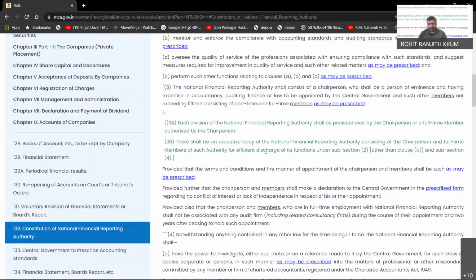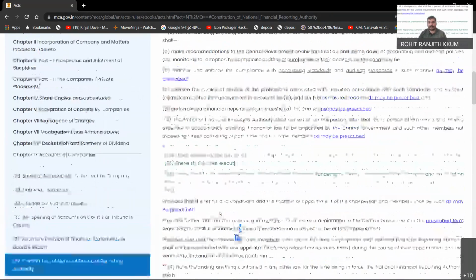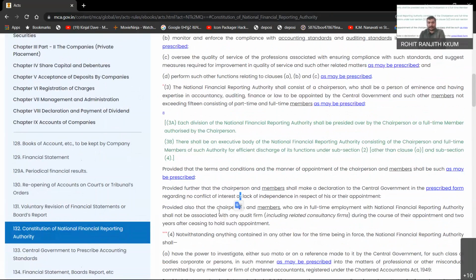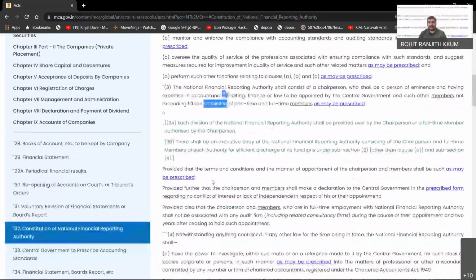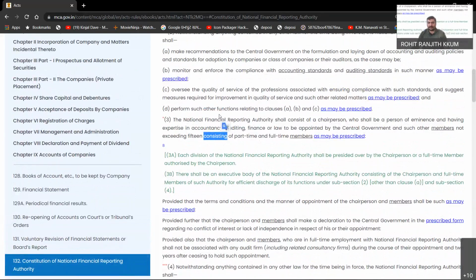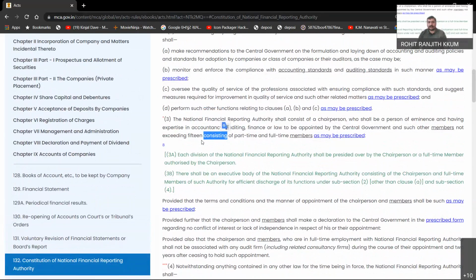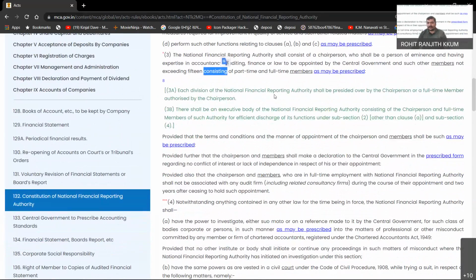All right, after that we are going for another part. Just a second here. So I hope guys the subsection 2 is also clear to all of you. Now 3A. Each division of NFRA shall be presided over by the chairperson or a full-time member authorized by the chairperson. There shall be an executive body in the NFRA consisting of chairman and full-time members. So what am I trying to say? There are two things. Two things.